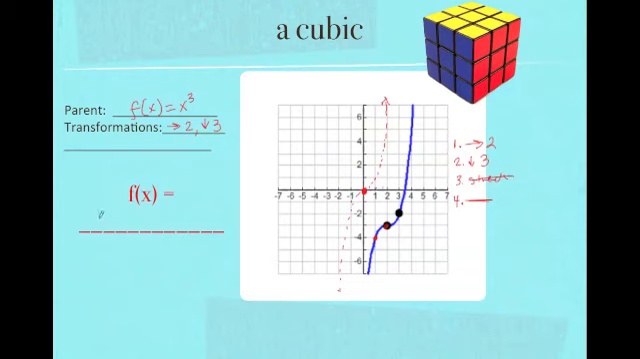So how that's shown in my equation is, I know that it's going to be over 2 and down 3. Now remember that the general form of the equation looks like this. And so this subtraction stays a subtraction because we want to go to that positive 2.